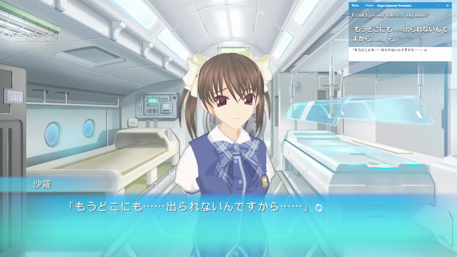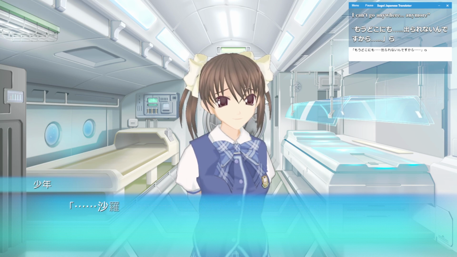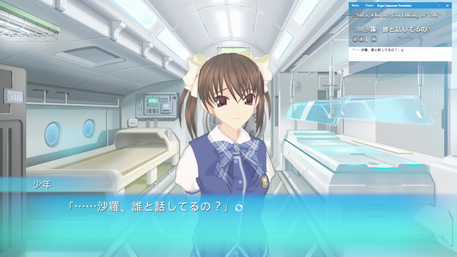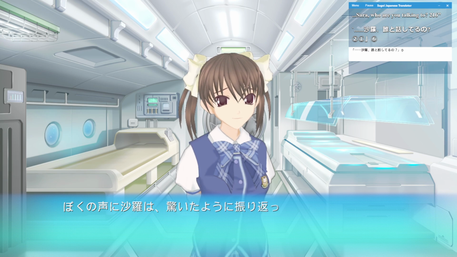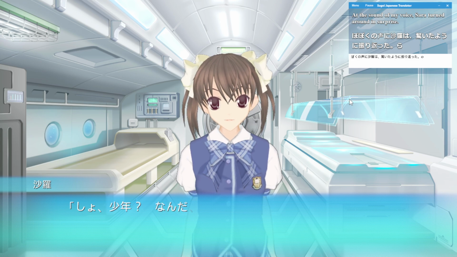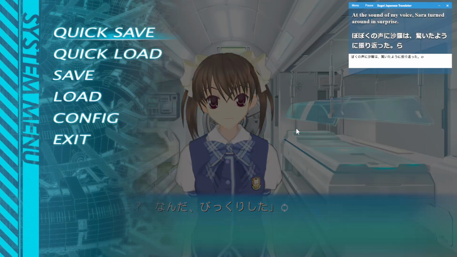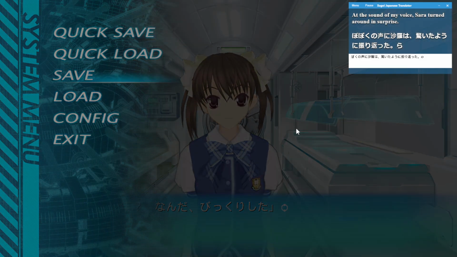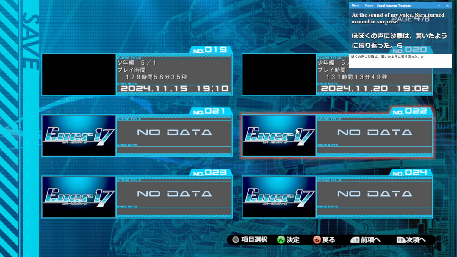One thing I would have been wondering about, though, is whether or not the lullaby would be introduced right here. I think the only time, because this scene doesn't happen in the original game. You don't get to be alone with Sara until you go down to fix the generator, and then you return to the generator room, or else it's the pipe room. Sara, who are you talking to? At the sound of my voice, Sara turned around in surprise. Oh, kid, I accidentally hit that. Oh, this is when I realized, oh no, I messed up and hit a save.